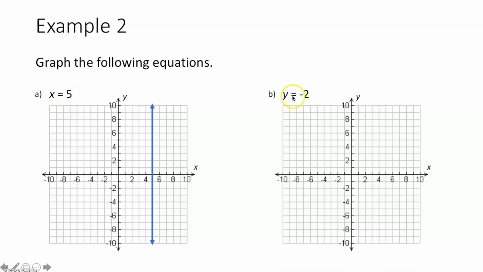Part B, we have y is equal to -2. So this is the equation of a horizontal line. So I go over to my y-axis, I go down to -2, and I want a horizontal line. So at y is equal to -2, this is going to be a horizontal line representing every point that has a y-coordinate of -2. This is 1, -2, 2, -2, 3, -2. Every point on this line has a y-coordinate of -2. That's why this is the graph of that equation.